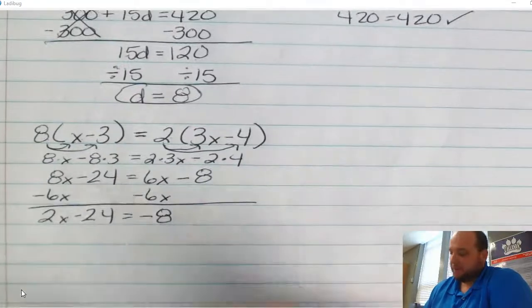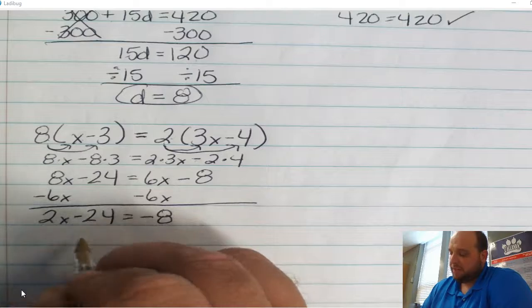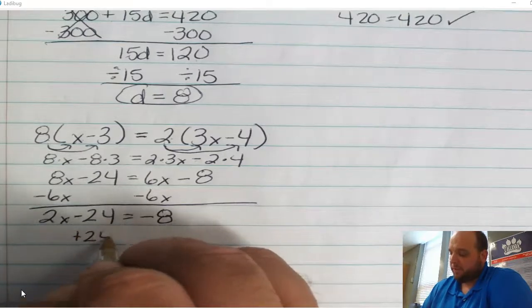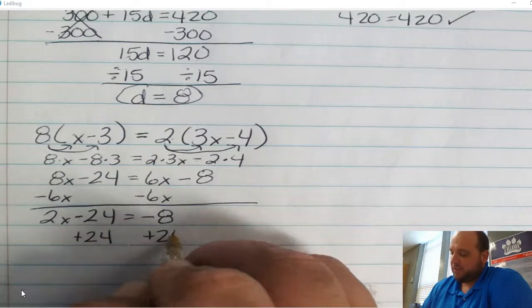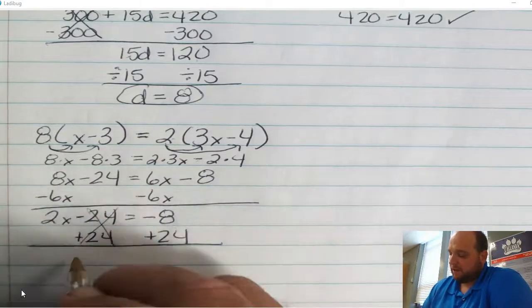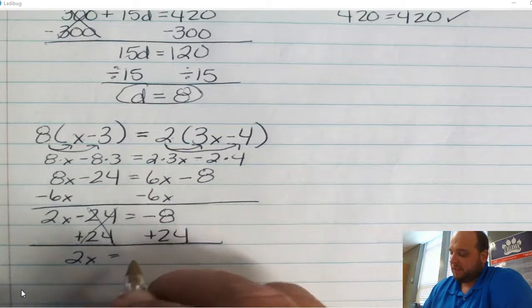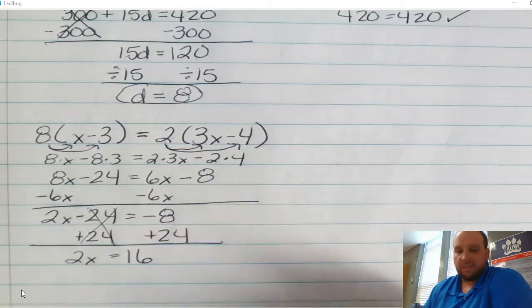The next step is I'm going to go ahead and move my 24 over to the right. I have to do that by doing the opposite of minus 24, which is a plus 24. So I add 24 to the other side of the equal sign. Again, here are the opposites. Leaves me with 2x. Negative 8 plus 24 gives me an answer of positive 16.